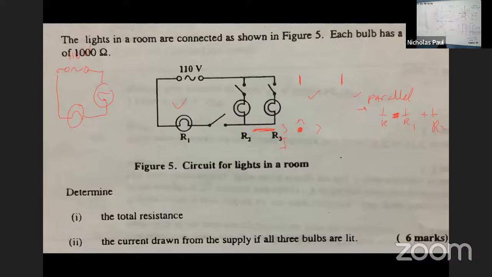So you found the total resistance already? Let's check it out now. Working out the first two, 1 on R is equal to 1 over 1,000 plus 1 over 1,000. So that'll be 2 over 1,000. So R is equal to 1,000 over 2, which is 500. So one is 1,000 and the next is 500. So the total resistance, since they are in series, will be 1,000 plus 500, which is 1,500 ohms.